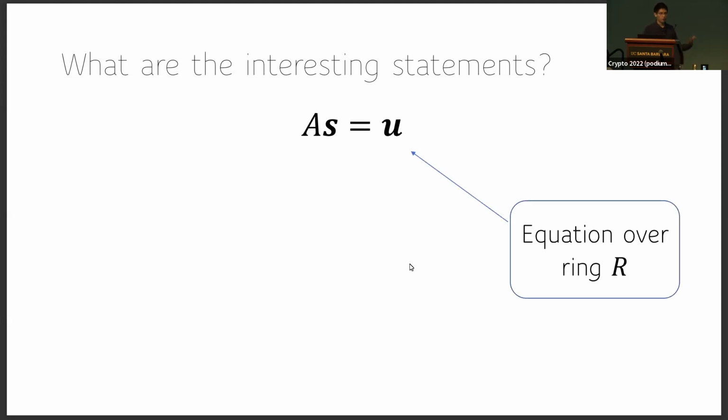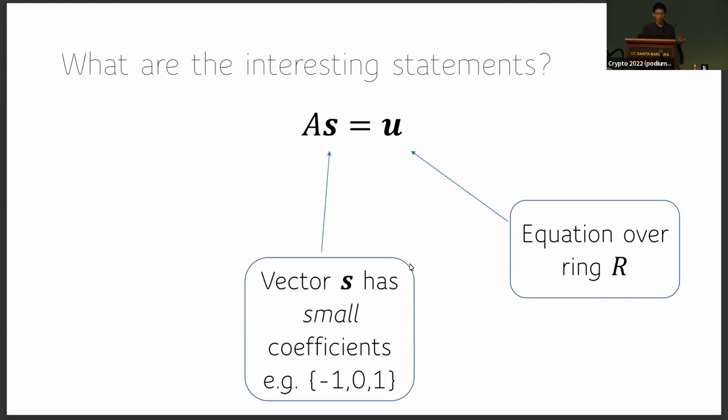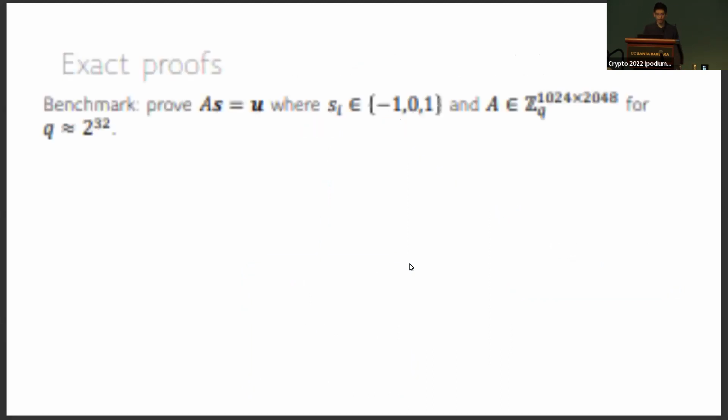So some equation over some ring R, let's say integers modulo Q, or some polynomial ring, as usual. And then the S, which will be the secret information, is some short vector. So it has either small norms, small coefficients, and so on. Here we have some concrete example, which we will call the benchmark statement.